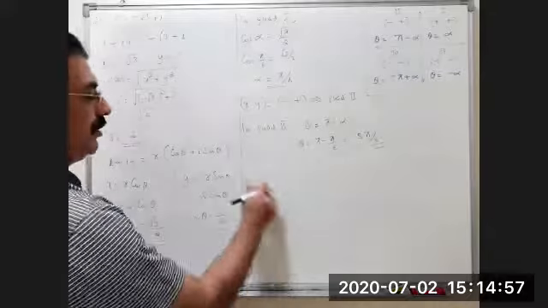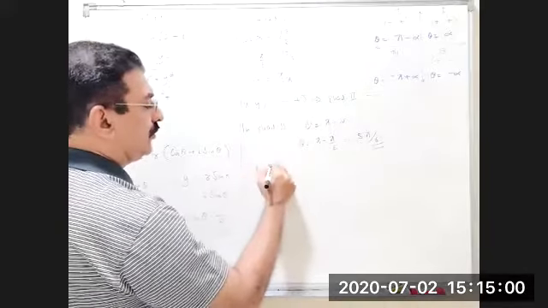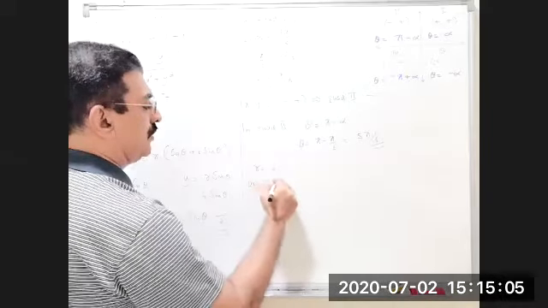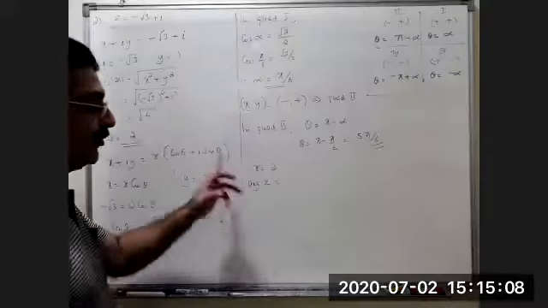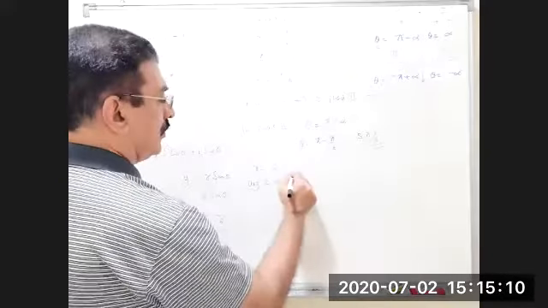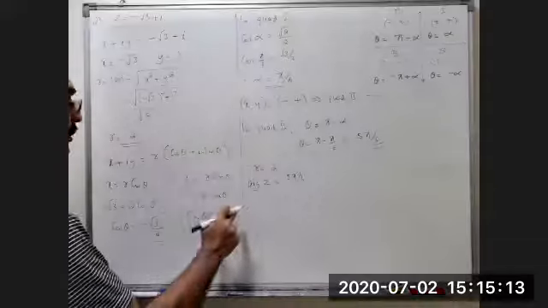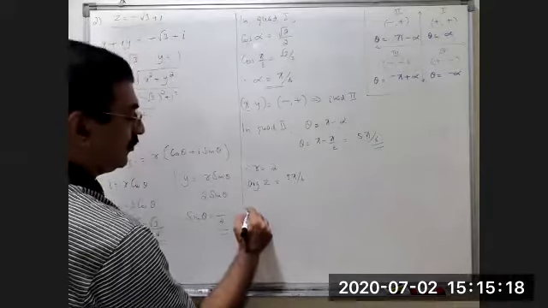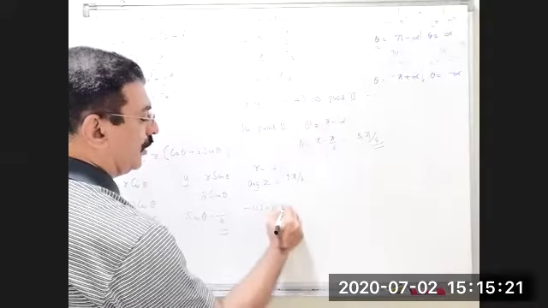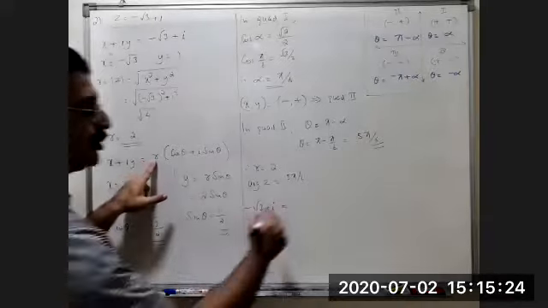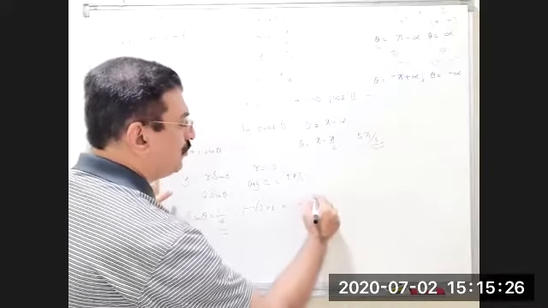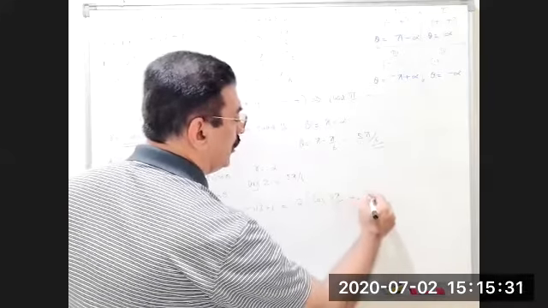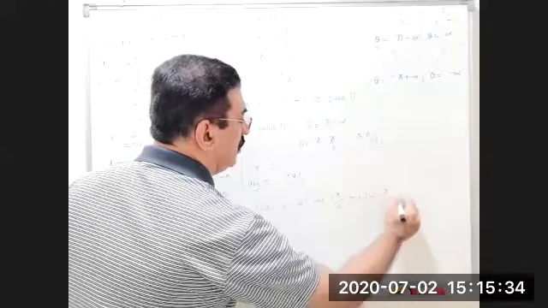Therefore, our modulus is 2 and the argument of z, the principal value of the argument, is 5 pi by 6. Now, in polar form, minus root 3 plus i can be replaced by r, which is 2, into cos 5 pi by 6 plus i sin 5 pi by 6. This is the polar form.